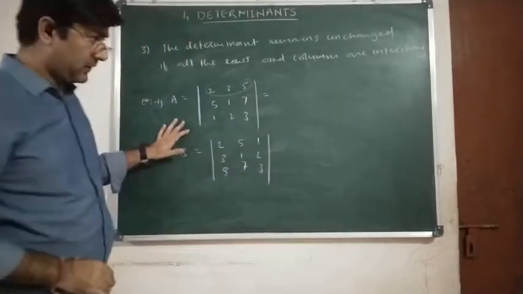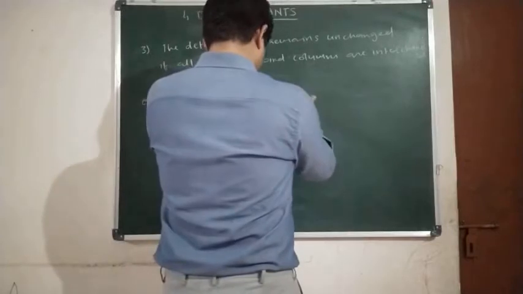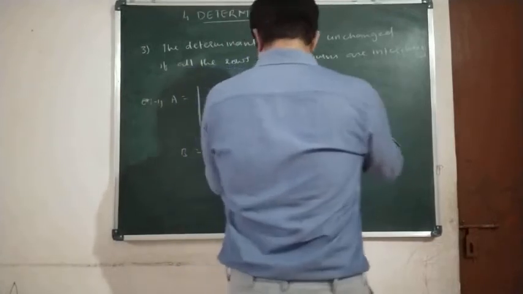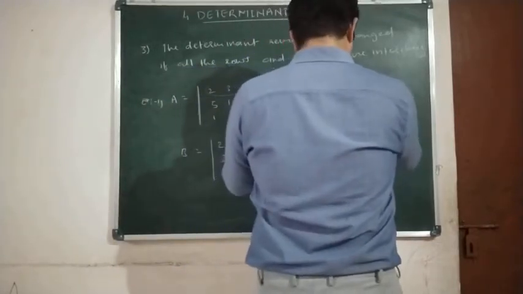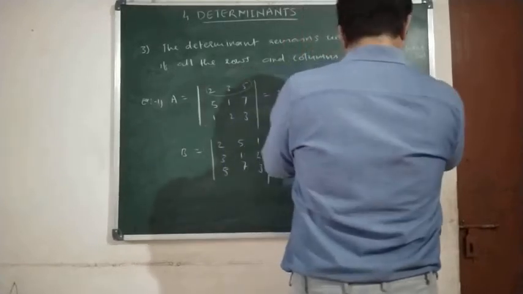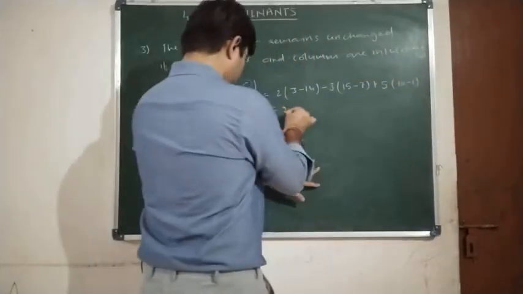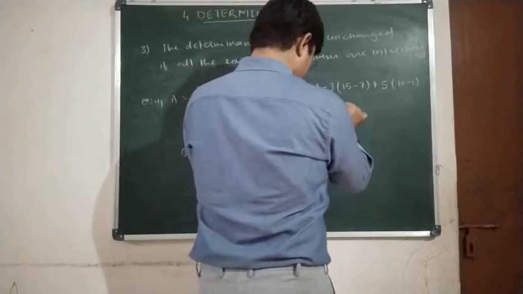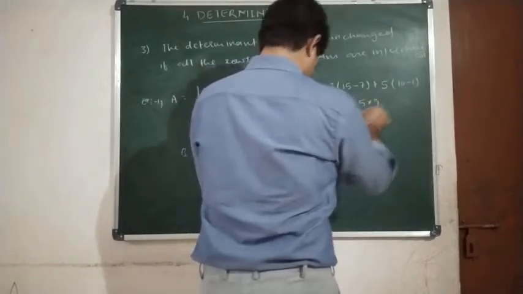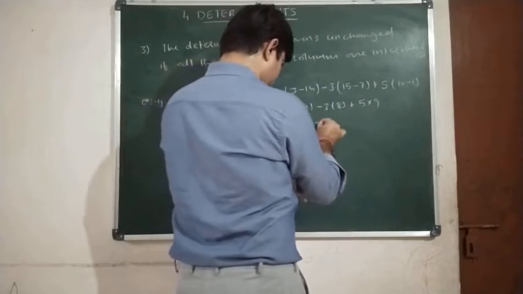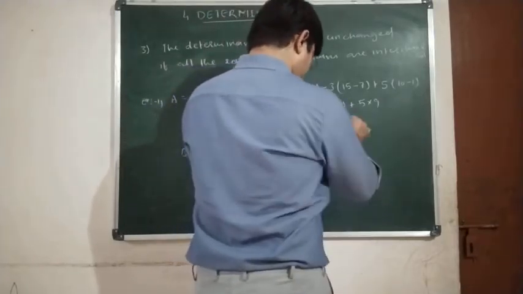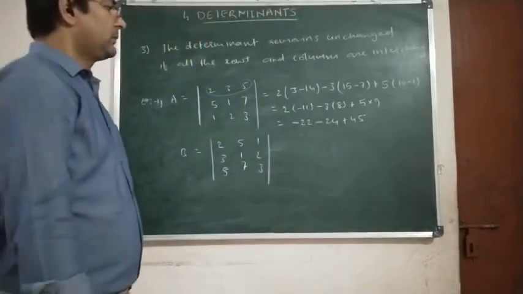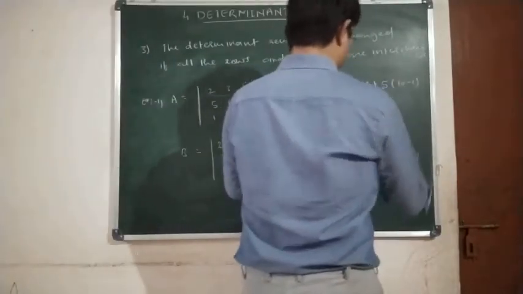Okay, by expanding along the first row, so 2 into 3 1s are 3 minus 7 2s are 14 minus 3 into 5 3s are 15 minus 7 plus 5, 5 2s are 10 minus 1, 2 into minus 11 minus 3 into 8 plus 5 into 9, so minus 22 minus 24 plus 45, so minus 46 plus 45 is equal to minus 1.